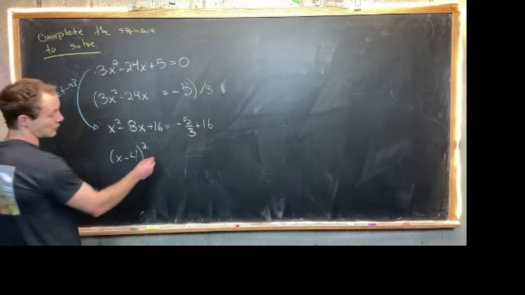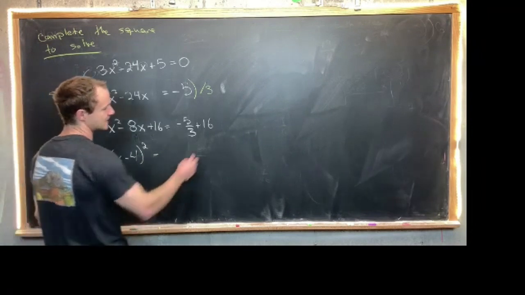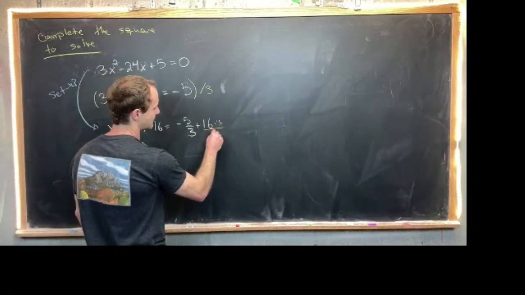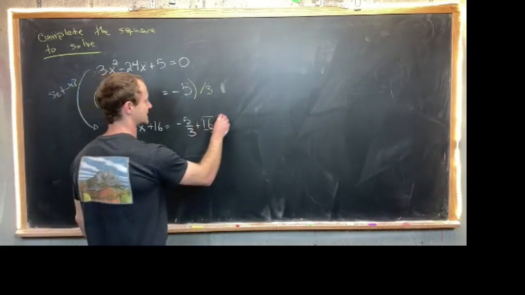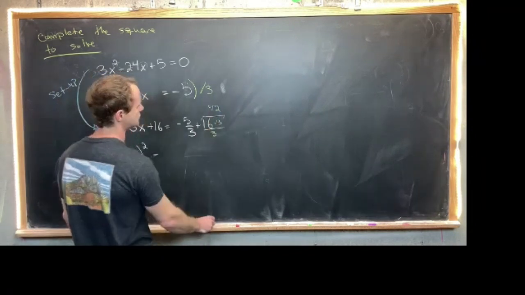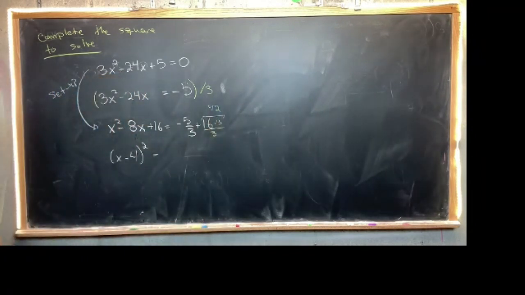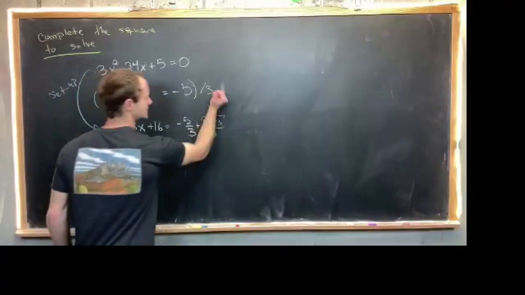Now we maybe want to simplify this right-hand side, so we could multiply 16 by 3 over 3 in order to give it a common denominator. Notice that 16 times 3 is 48.